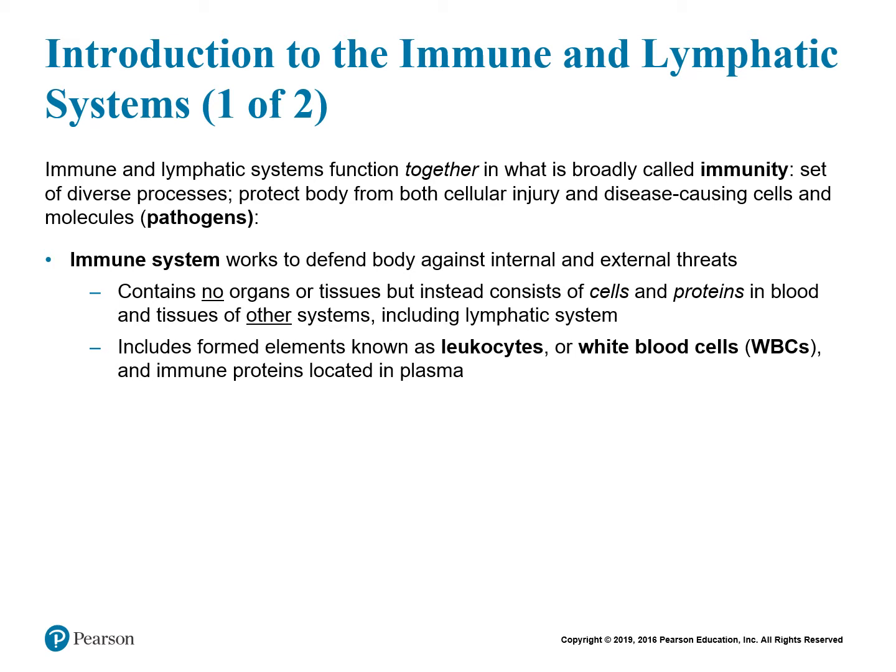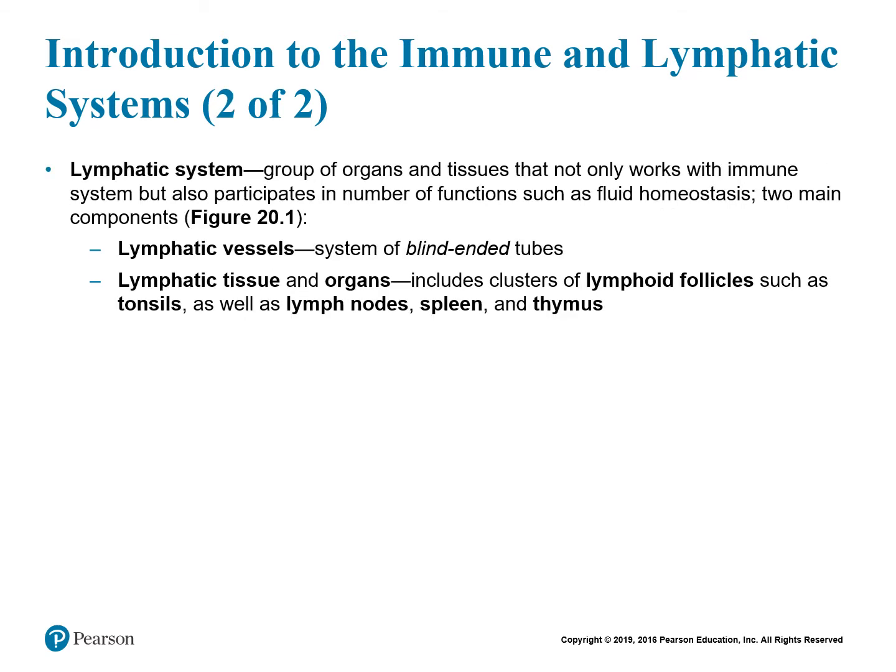And we deal with things like leukocytes, different types of white blood cells, as well as different proteins in the plasma, which is found in the circulatory system. The lymphatic system is basically a collection of tissues and just a couple of organs that help maintain fluid homeostasis in the body, as well as help with the development and maturation of some types of white blood cells.